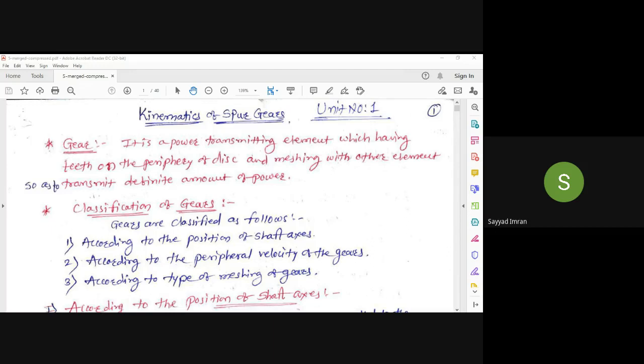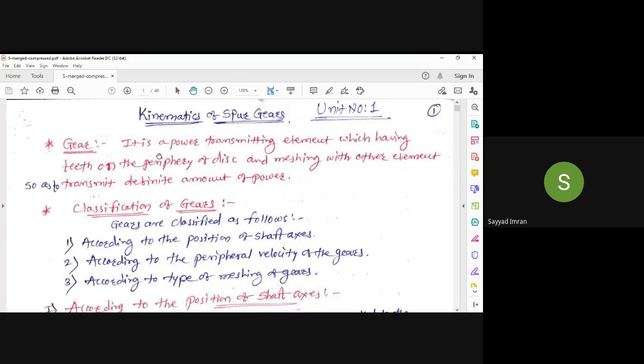Remember this. Try to remember the things. You have studied gears also, somewhat as an introduction in basic mechanical engineering. So what is a gear? Gear is a power transmitting element which has teeth on the periphery of a disk and meshes with another element so as to transmit a definite amount of power.